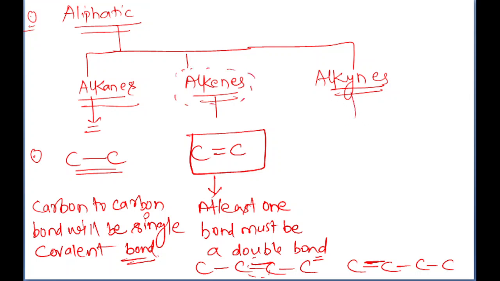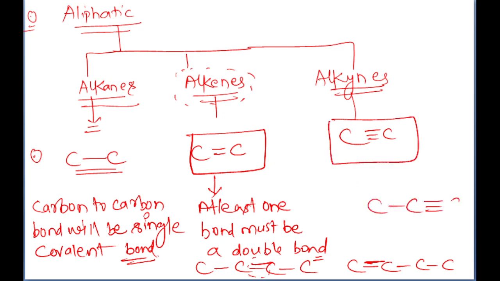Now alkynes, the carbon-carbon triple bond. You will see at least one carbon-carbon triple bond like this. This is one. Okay, you can make the figure like this. Suppose here there is a triple bond, so at least one must be a triple bond for the alkynes.